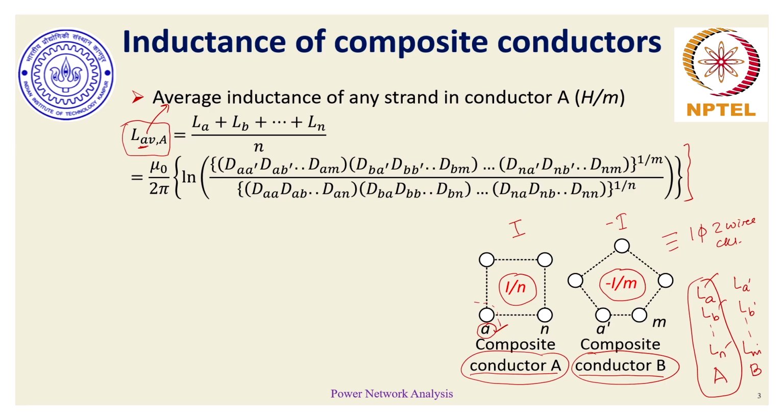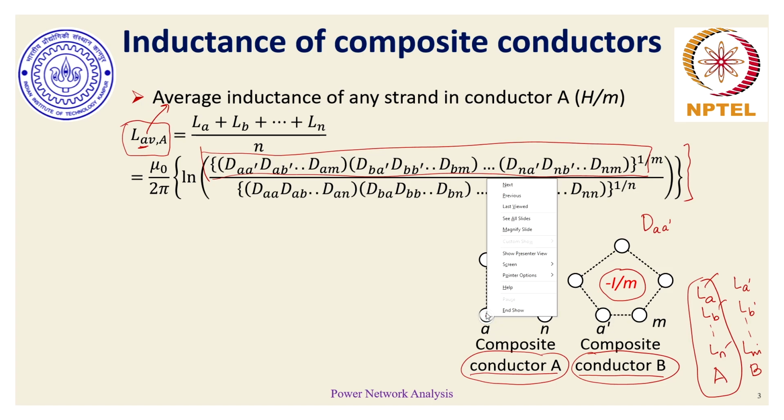Before we proceed further, let me point out certain aspects that would be very useful for today's discussion. If we focus on the numerator, which is the term sitting over here in L_av,A, what type of distances are these capital D's representing? So if I, let's say, talk about DAA dash, DAA dash is nothing but the center to center distance, which is, let's say, center over here.